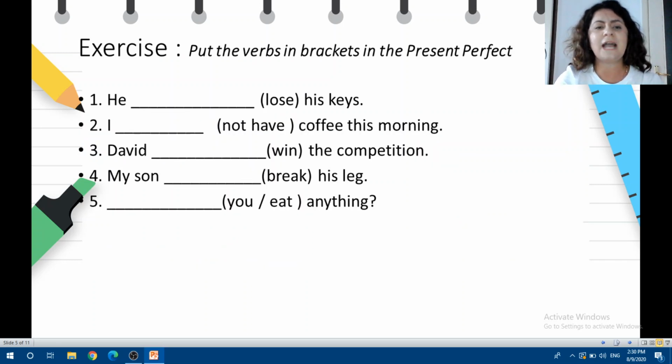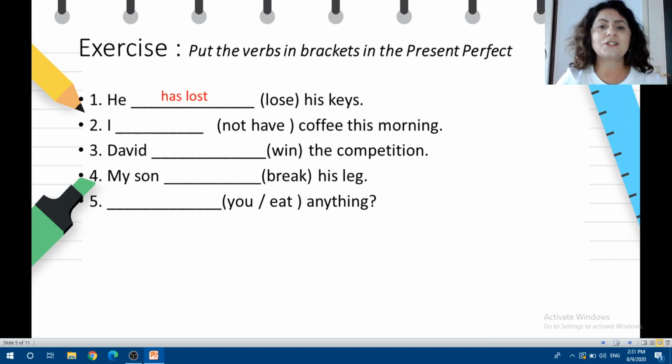Okay, now let's do an activity. Let's see this exercise. Pause the presentation, write the examples in your notebooks, and do the activity individually. You should put the verbs in brackets in the present perfect tense. Now, let's check the answers.